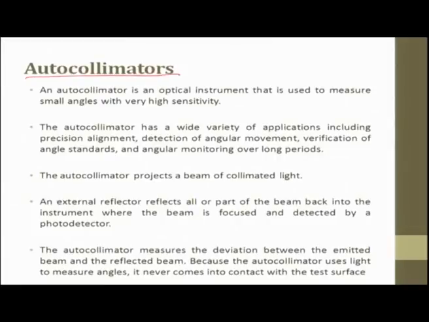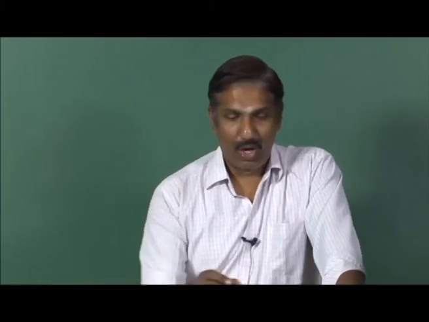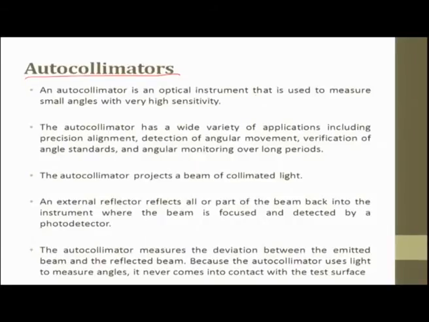The next topic of discussion is going to be the autocollimator. An autocollimator is an optical instrument that is used to measure small angles to very high precision. Till now we were measuring in degrees, then we went to minutes, and then we were talking about seconds. If you want to be sensitive at the second level and minute level, then we use an autocollimator. It has a wide variety of applications, including precision alignment, detection of angular movement, verification of angle standards, and angular monitoring over long periods.